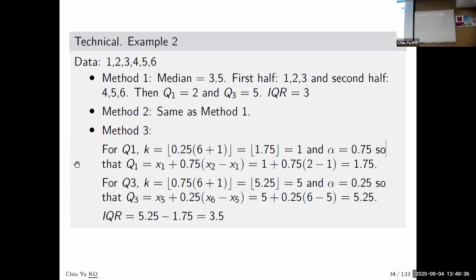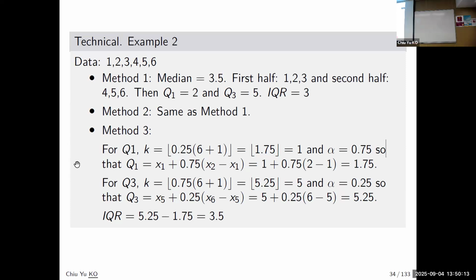And for Q3, the same idea, because we have 6 observations plus 1 times 0.75 for Q3. The third quarter of that gives you 5.25. Okay, 5.25. How do you do it? You look at the fifth observation, and you get a quarter between the fifth and the sixth, because 0.25 between 5 and 6.